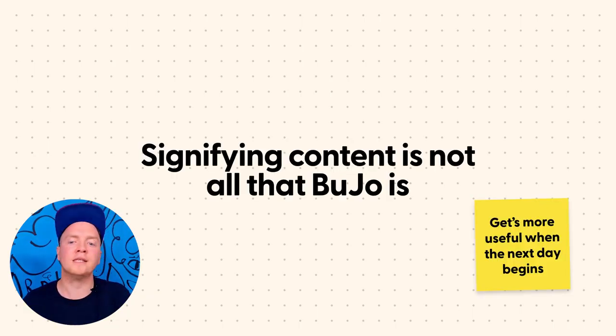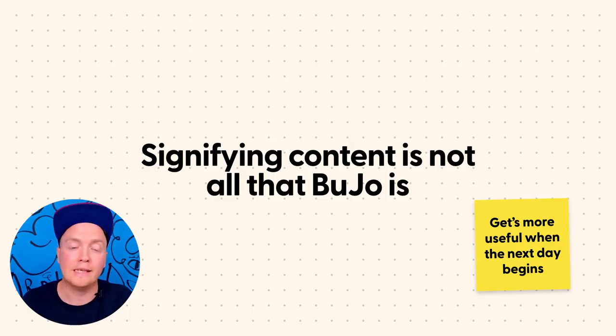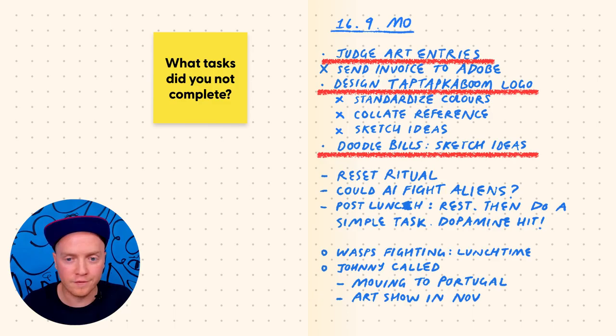But signifying content is not all that Bujo is. It gets more useful when the next day begins. And this is where I get super passionate about Bujo. So, what tasks did you not complete? And you can see here, the ones that we didn't cross off. So although I crossed 3 items under Design TapTapKaboom logo, I still haven't finished that logo. So that plus the Doodle Bills project, sketching ideas for that, and judging the art entries, I haven't done those.